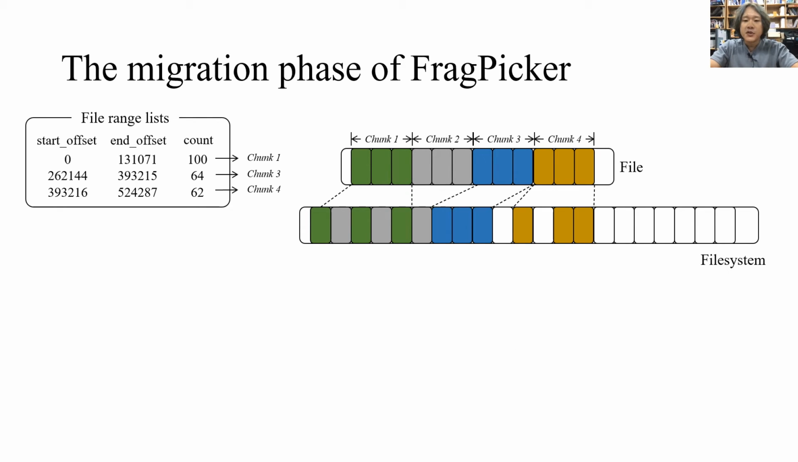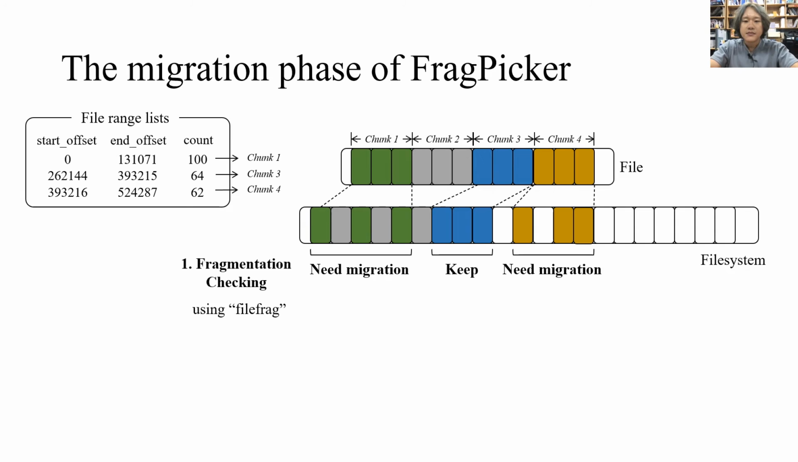The migration phase utilizes the per-file range lists that are obtained from the previous analysis phase. First, FragPicker performs fragmentation checking against each chunk in the file range list. Here, chunk 1 is fragmented, so it needs migration. However, the third one is actually contiguous, so migrating it creates unnecessary writes without any performance gain. Therefore, we keep this as it is. And chunk 4 is also fragmented and thus needs migration. Like this, the process checks the fragmentation state of each range and decides which one to migrate in order to further minimize the amount of writes for defragmentation.